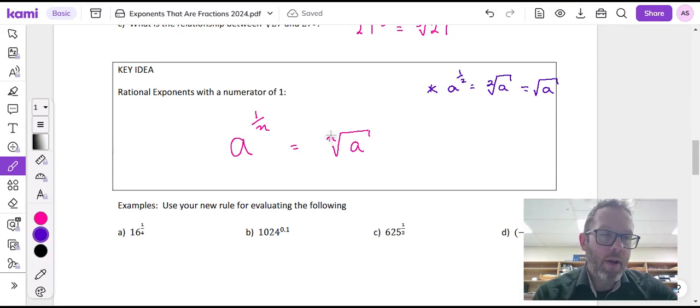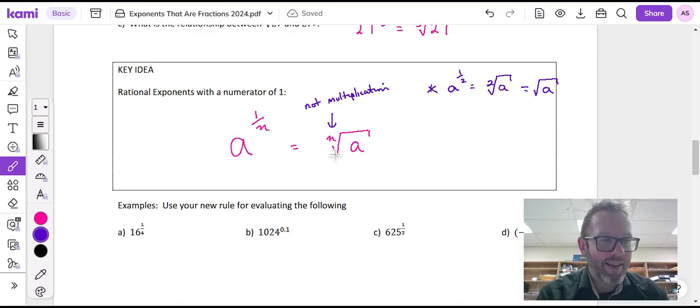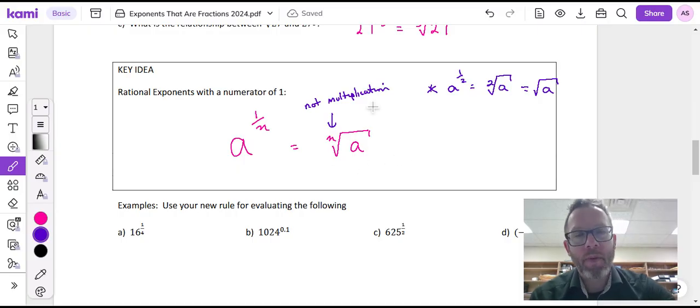And I should also point out that this n is not multiplication. It's just part of the notation. It's like tucked in there with the square root, little small n tucked in there. It's telling you to do the nth root. It's not n times the root of a, it's the nth root of a.